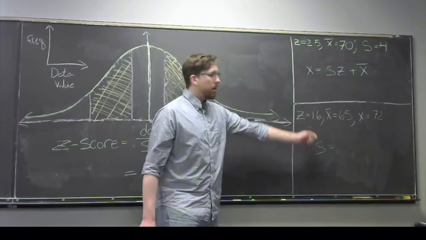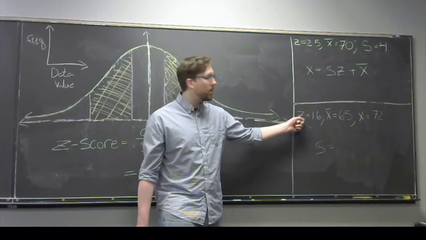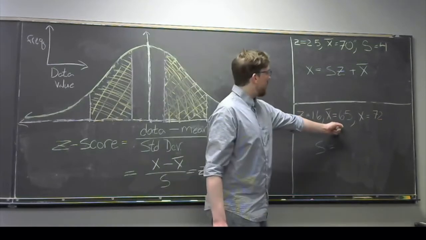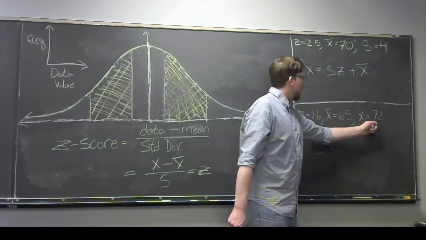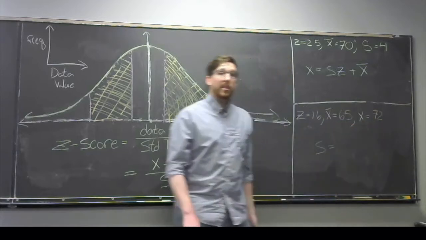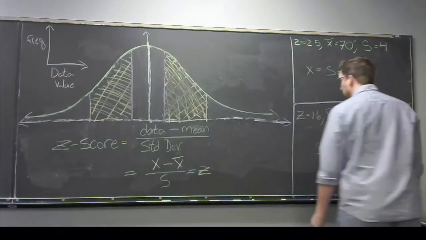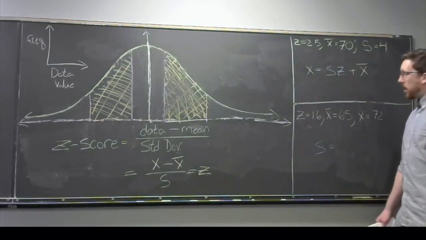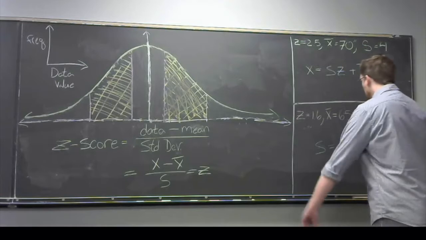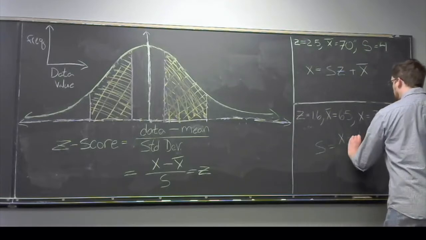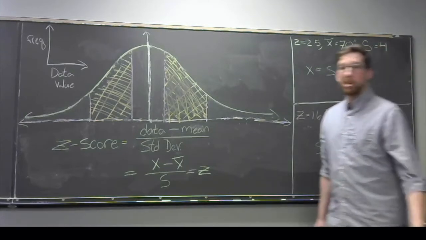Now we can do the same thing with another data set. We could be told that we're interested in something with a z-score of 1.6, and that the data has a mean value of 65, and that the data point in particular is 72, and we want to know what the standard deviation is for the entire data set. So we can go through and solve for s. In this case, multiply both sides by s and divide both sides by z. So x minus x bar divided by z is equal to s. And then we just plug and chug.